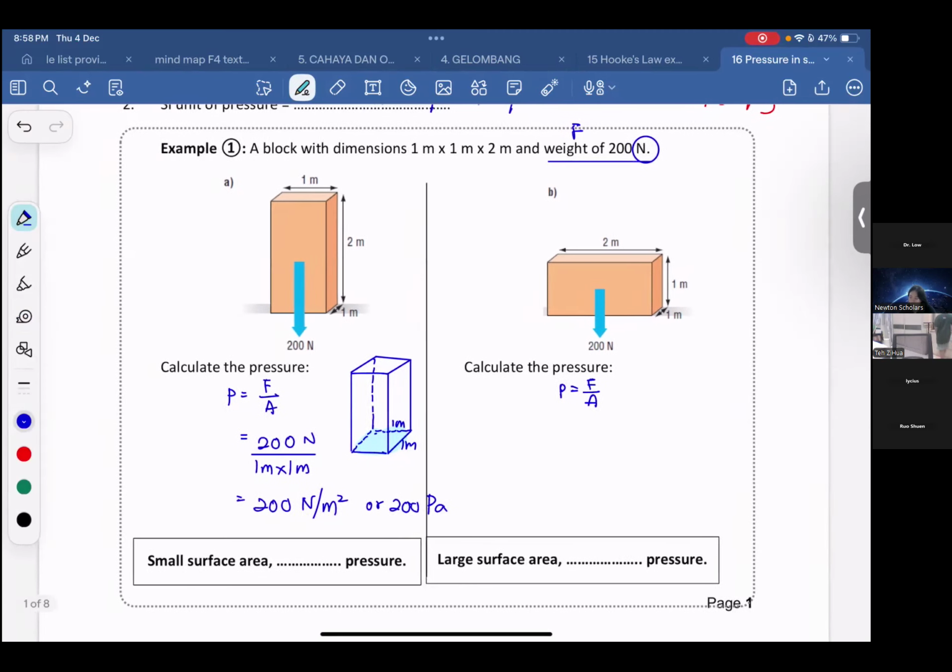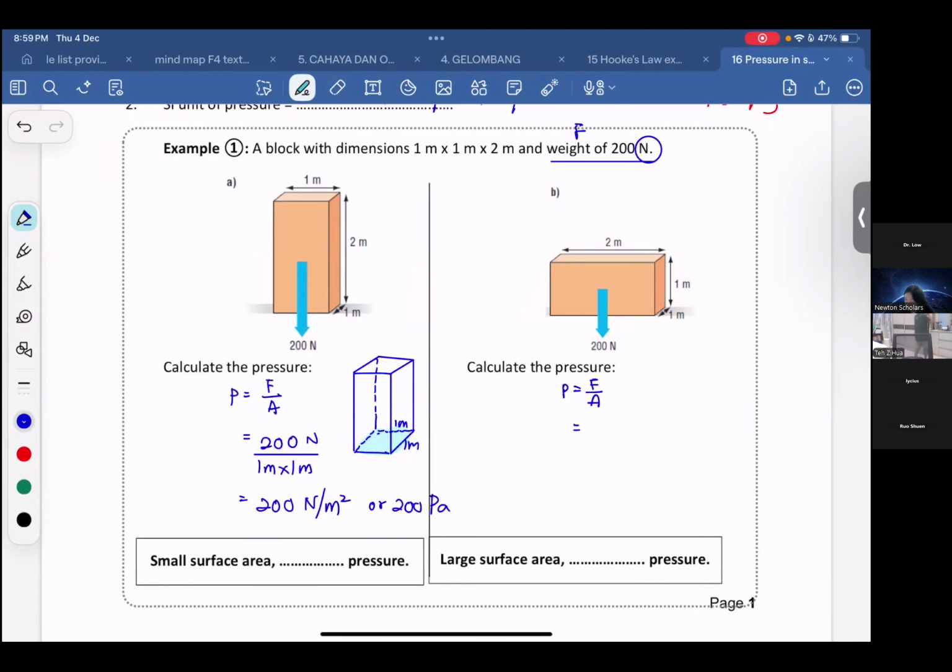Okay, next, B here. Do your calculation right now. I'm also doing it. Where is your area? Okay, so this is the area that we want to find. So it should be 2 meter times 1 meter. So my answer is 100 Newton per meter square.